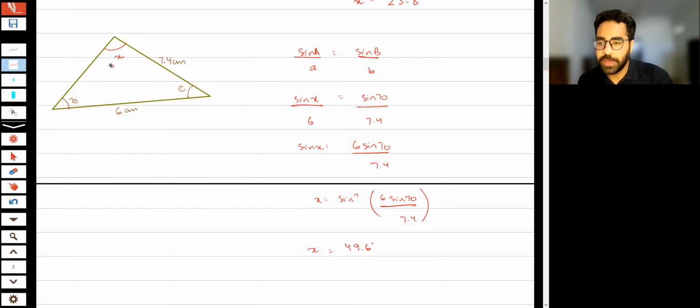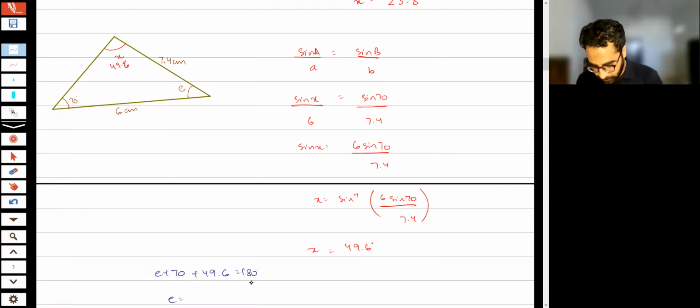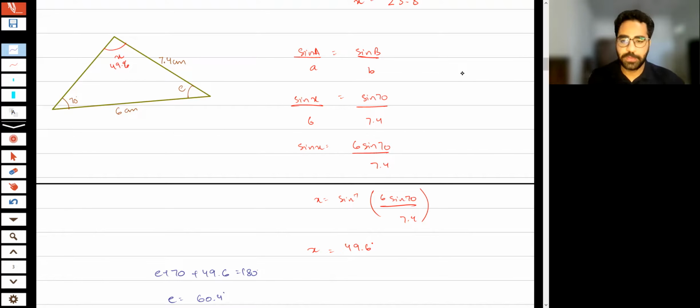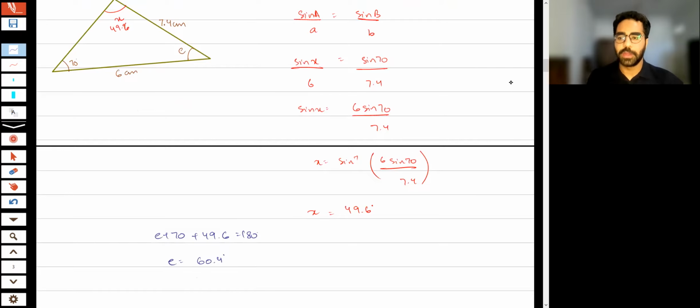Now, if I have to find the value of e, I can take the sum of all angles in a triangle equal to 180 degrees. So I'll get e plus 70 plus 49.6 equals 180 degrees. I'll get e as 180 minus 70 minus 49.6, which gives me 60.4 degrees. So this is the value of e that you will get.